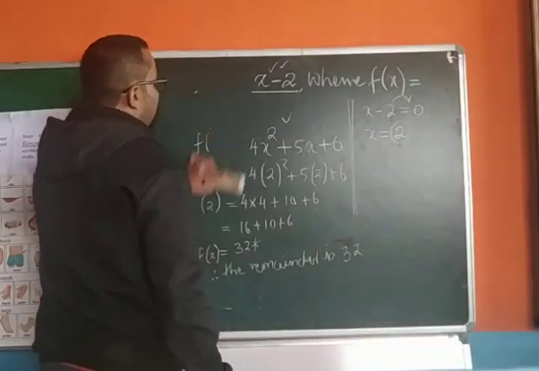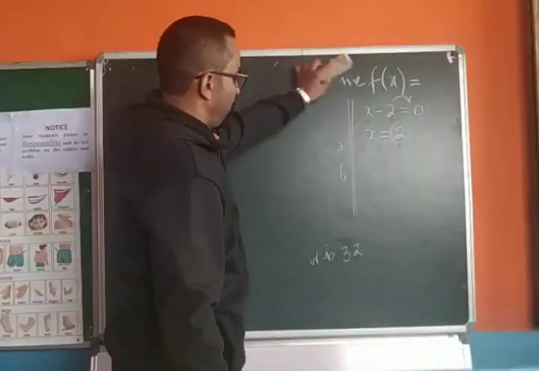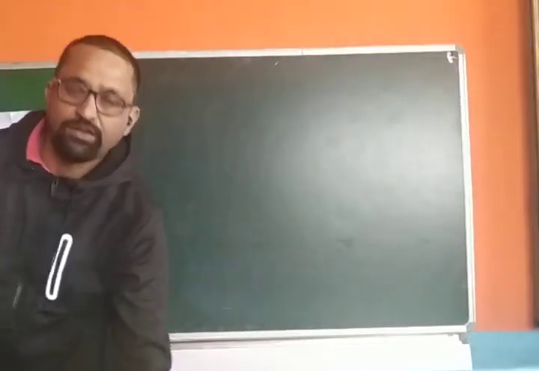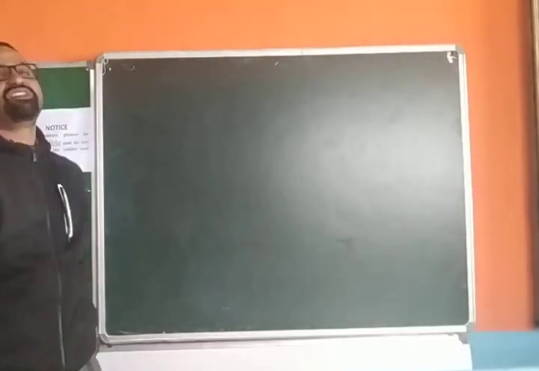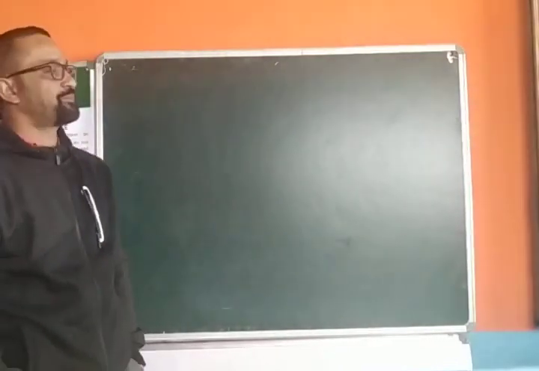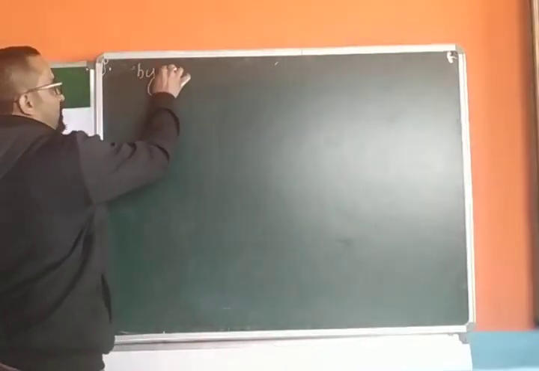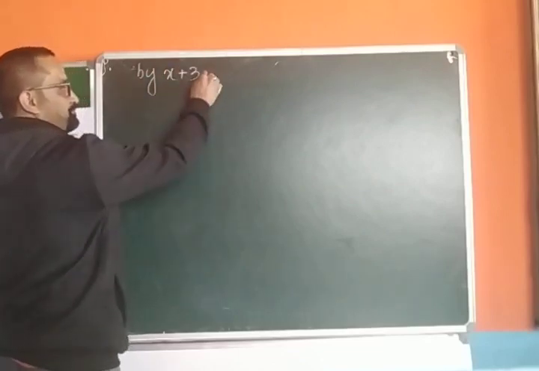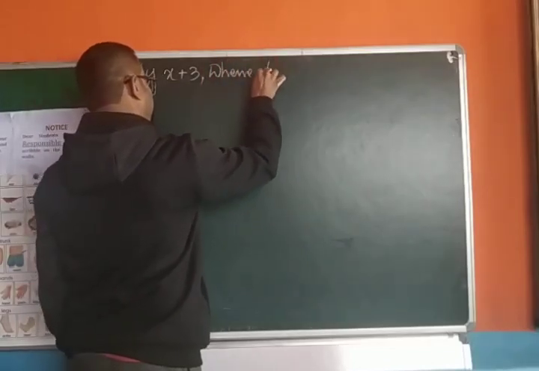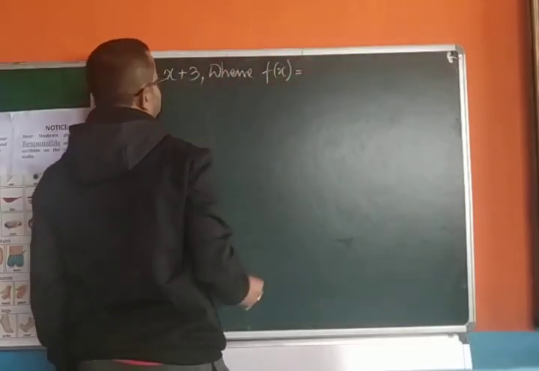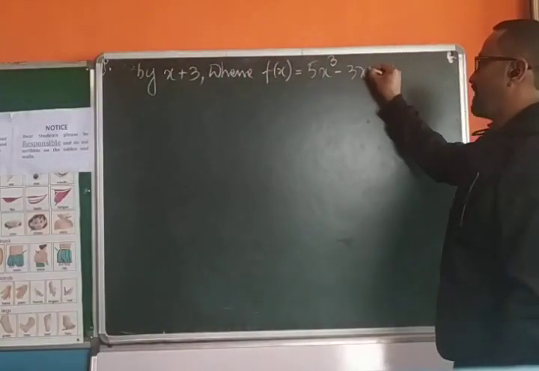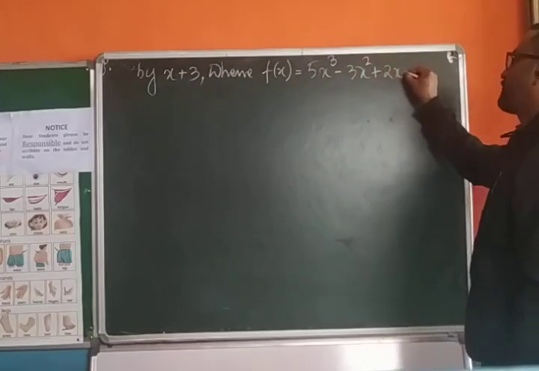Let's take another example. Find the remainder without division on dividing fx by x plus 3, where fx equal to 5x cubed minus 3x squared plus 2x minus 5.